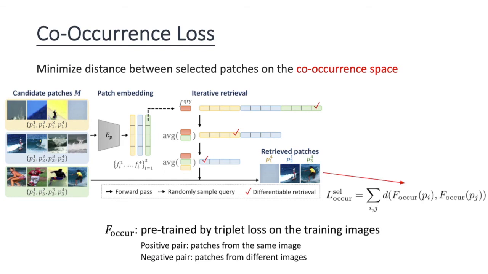After the retrieval process, we encourage the selected patches to be mutually compatible using a co-occurrence loss function. Specifically, we minimize the feature distance between the selected patches in the co-occurrence space. The co-occurrence mapping function is pre-trained using a triplet loss on the training images. The positive pair contains patches from the same image, while the negative pair contains patches from different images.